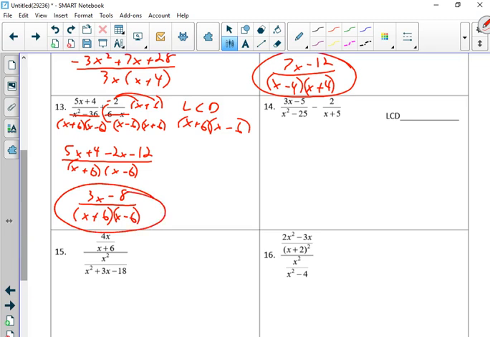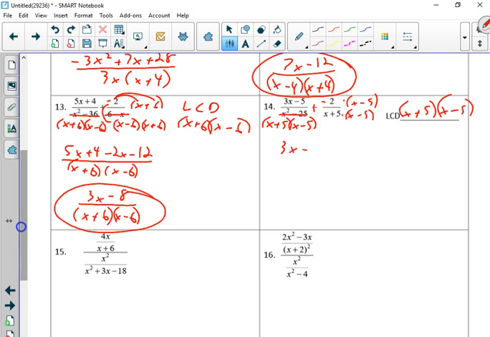Okay, we have a subtraction problem, so why don't we just do this right off the bat. Make that plus negative 2 over x plus 5. This is going to break down to x plus 5, x minus 5, and the difference is 2 squares. So what's our LCD? X plus 5, x minus 5. Meaning the first fraction is fine. This just needs x minus 5 to be done.